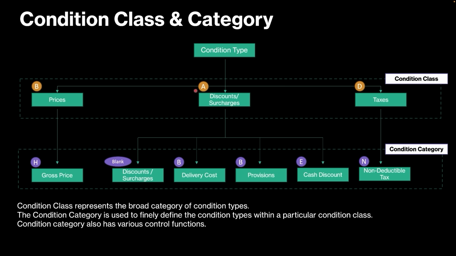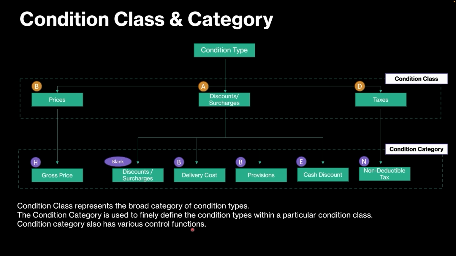So you have this condition class A, which denotes all the discounts and surcharges in the system. Under this condition class, you have all these categories. For normal discount or surcharges, you will not enter any condition category. So the condition category will be blank, and system will understand that this particular discount or surcharge is the normal discount or surcharge which is quoted by the vendor. Then you have all these other discount or surcharges where you will enter these categories to further define these condition types. Okay, and you can see the condition category also has various control functions.